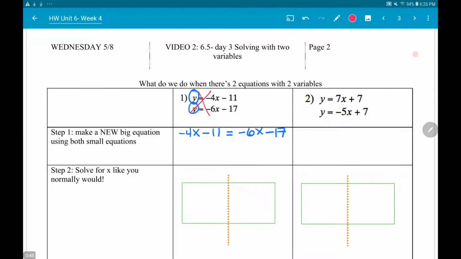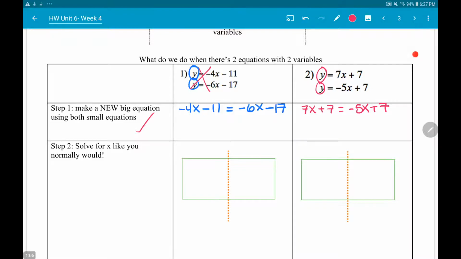Alright, so let's do that again for example number 2. So I have two equations. They're both equal to y. So that means I'm going to forget about the y and I'm going to make them equal. Alright, so step number 1 is done.